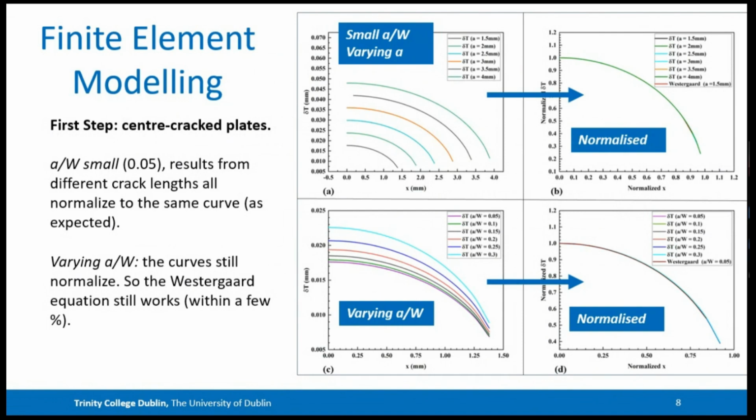So we have a small ratio of crack length to width and various different crack lengths. So we're plotting that profile, delta t as a function of x along the crack for different crack lengths. And you see they're very much the same shape. And if we simply normalize those, dividing by the crack length and dividing by the opening at 0, then they all fall exactly on the same line.